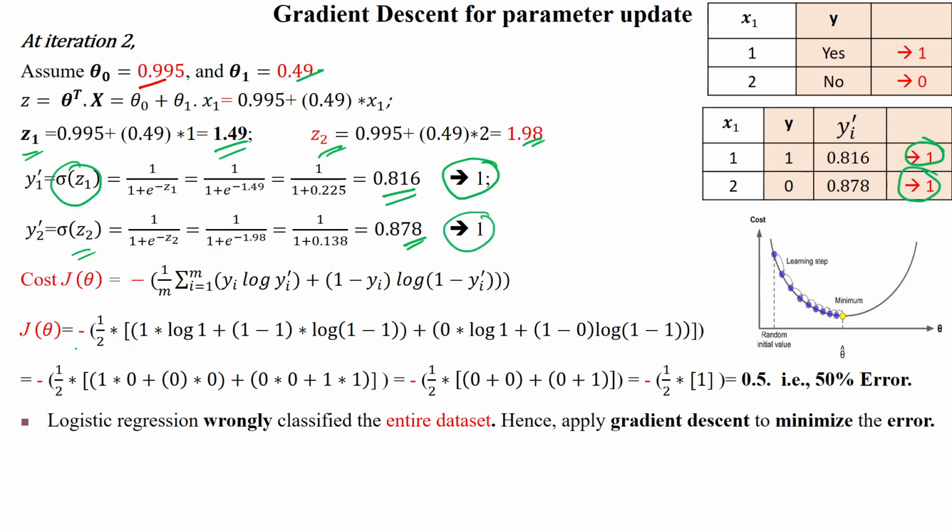Still, when you are calculating the cost function, actual output times log of predicted output, plus 1 minus actual output times log of 1 minus predicted output, when you substitute the values, you will finally get 0.5. Again we are classifying: the second sample is misclassified, the first sample is correctly classified, so again 50% error. Then here again we have to apply gradient descent to minimize the error.